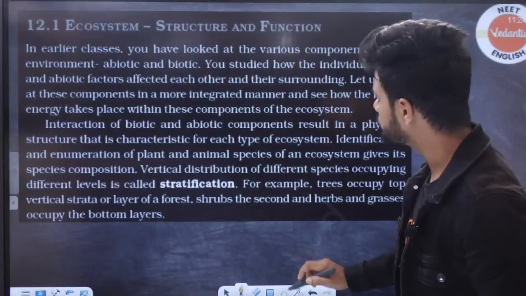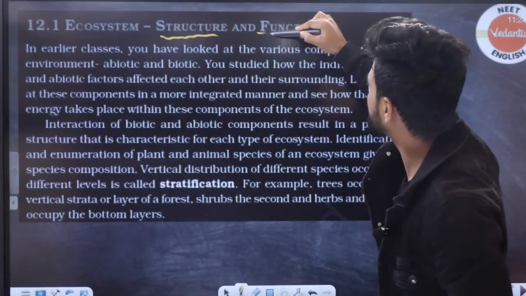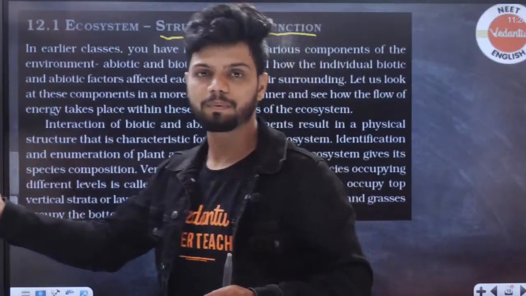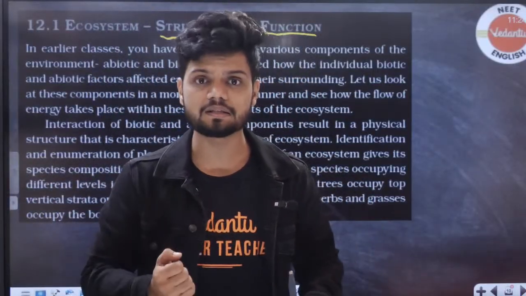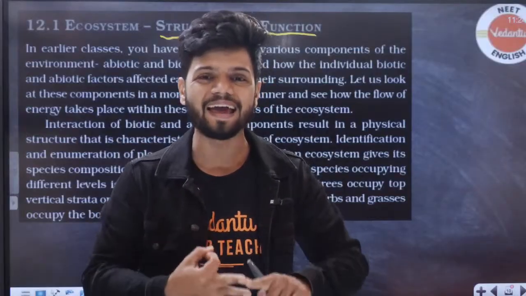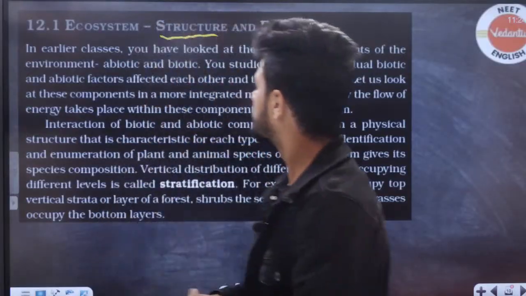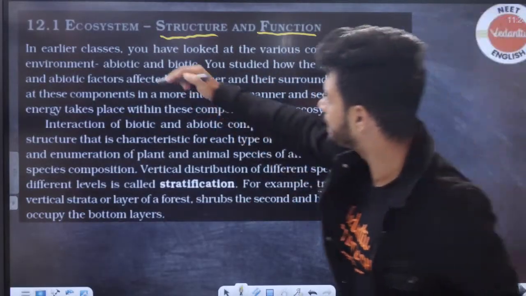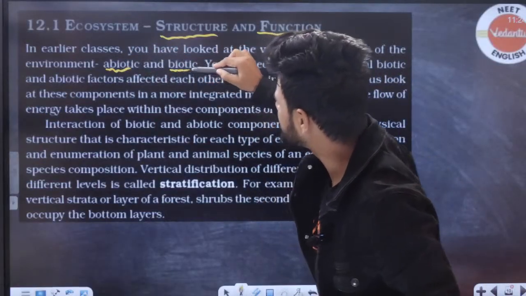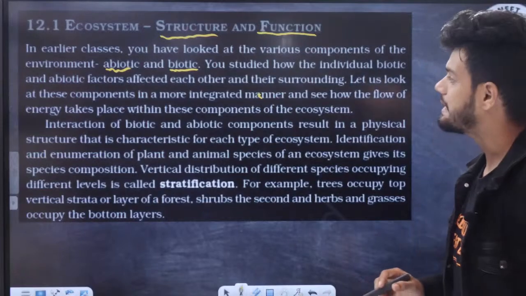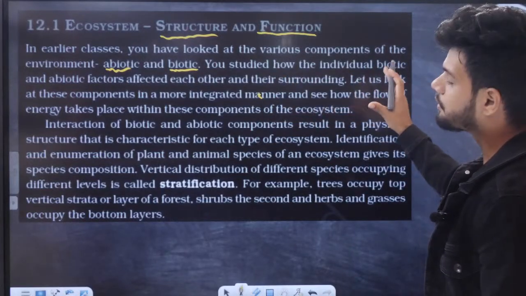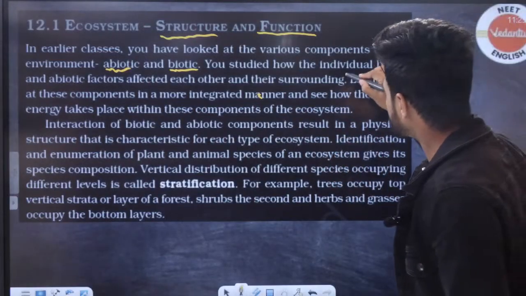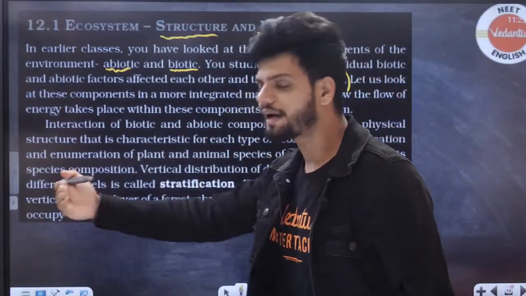Now, the first thing which you need to study here is the structure and function of your ecosystem. In earlier classes, in the previous chapter, we learned about abiotic factors. We learned about soil, water, air, and light. You have looked at the various components of the environment, abiotic and biotic. Abiotic is usually non-living and biotic is always living. You studied how the individual biotic and abiotic factors affected each other and their surroundings.